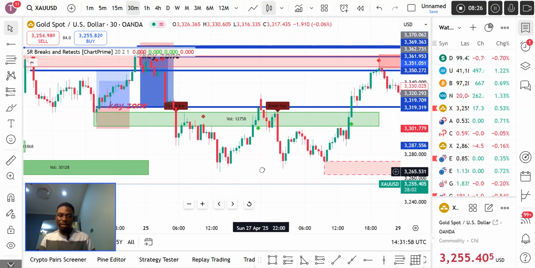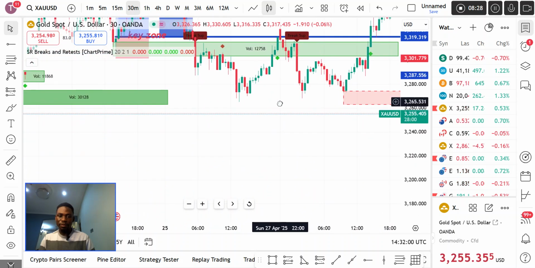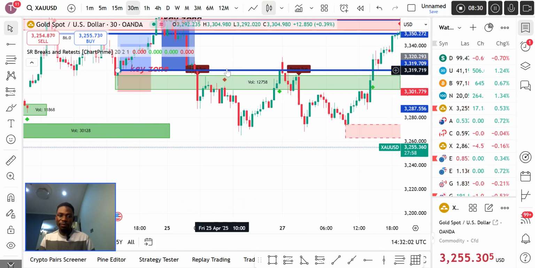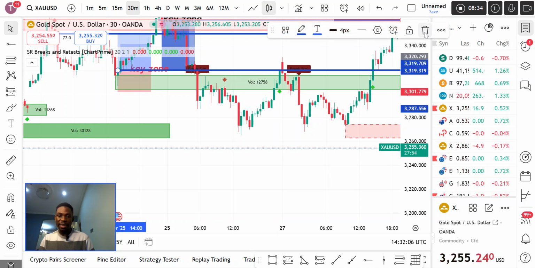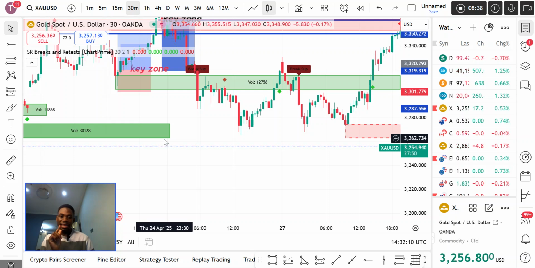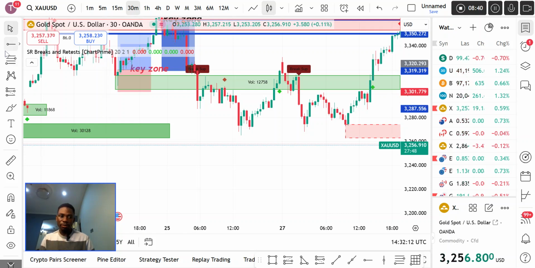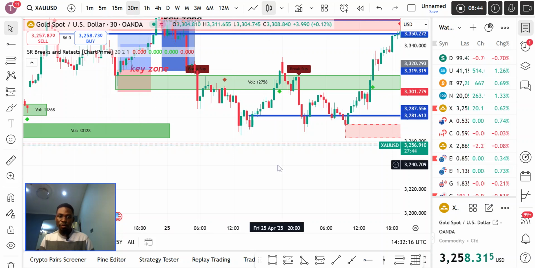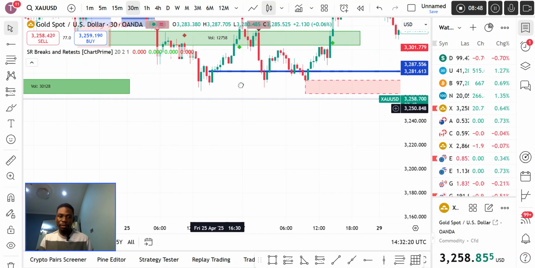So let me show you something here. Over here. So let me break this key zone down for you. So let me take this one off. I'm looking for buy key zones. So let me take this one off. And this one is from the 30 minutes. Okay, so you can see over here, we had another low here. So this is what I'm looking for.